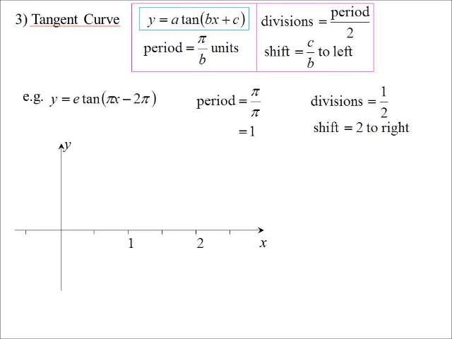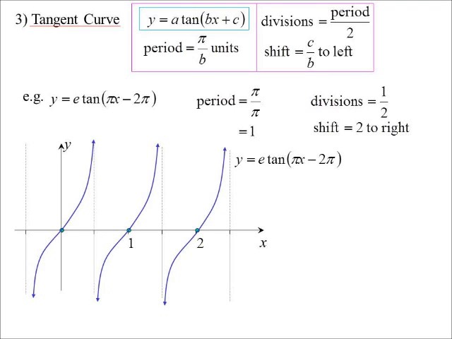But this one has shifted 2 to the right. And you remember with a tan curve, it goes x-intercept, asymptote, x-intercept, asymptote. So let's draw those in. There's the asymptote, and going back to the left, there you go, that pattern continuing. And now I'll draw in my tan curve.